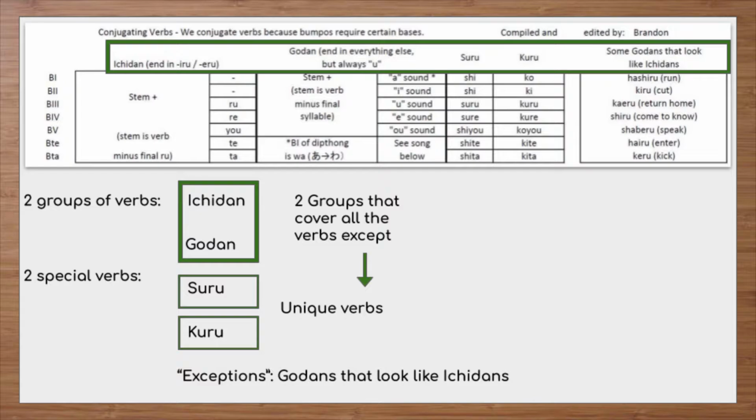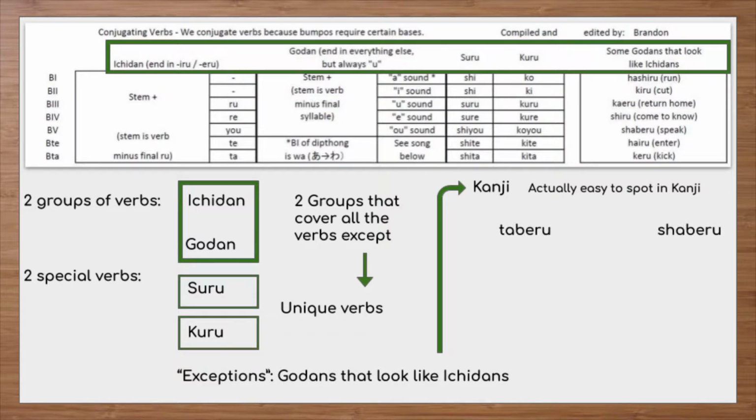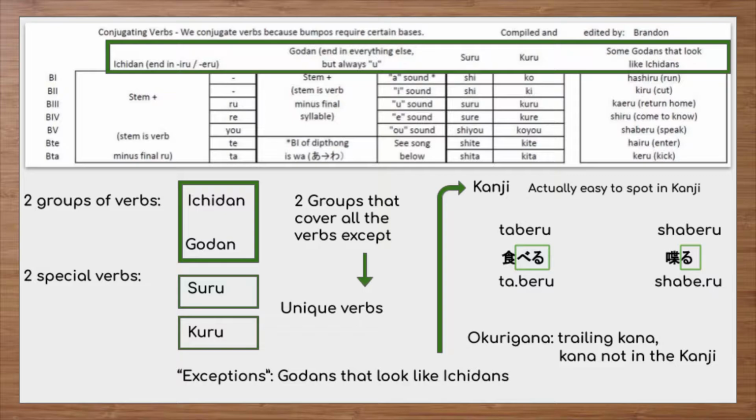You may be wondering why some godans look like ichidans, and you can blame it on the kanji. The exceptions are easy to spot when you take a look at the kanji, and you can see how they aren't really exceptions. Take the verb taberu, which is an ichidan, and shaberu, which is a godan. In romaji, you can't tell where the kanji is. But written with kanji, you can see that taberu ends in beru, and eru, so it's an ichidan. While the kanji in shaberu includes shabe, making the verb actually end in just ru, so it is a godan verb. The trailing kana, the kana not in the kanji, is what determines the end of a verb. These characters are called okurigana.